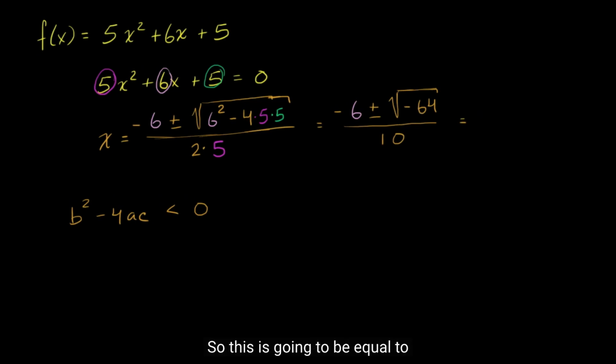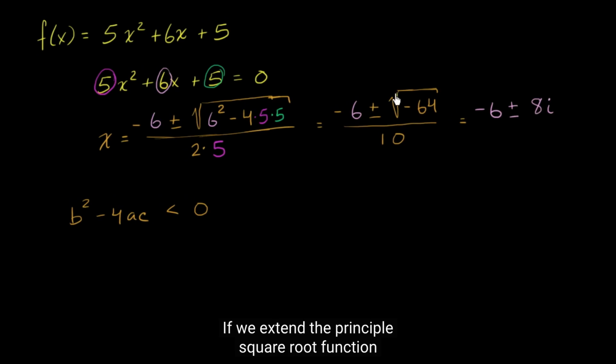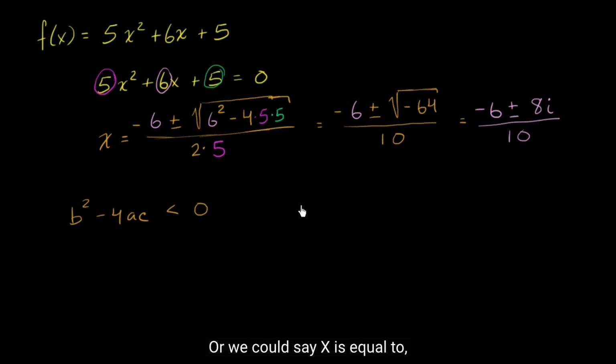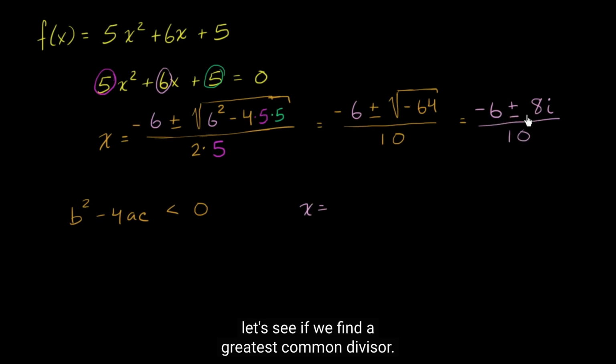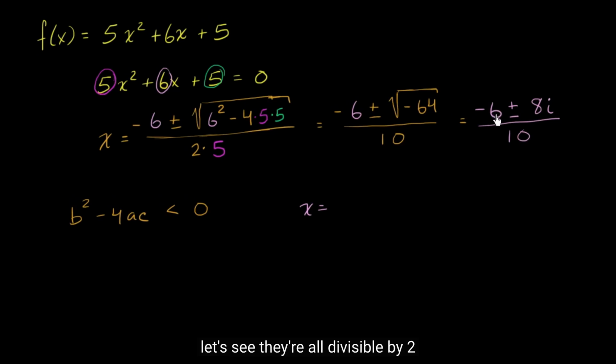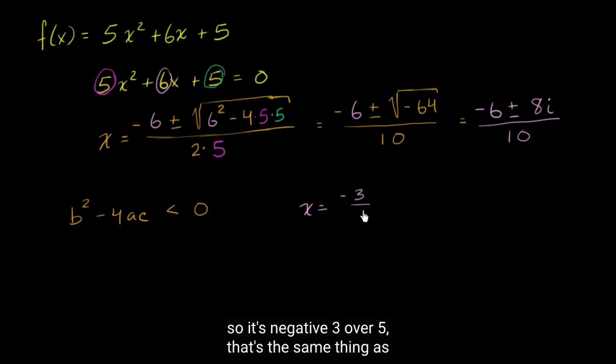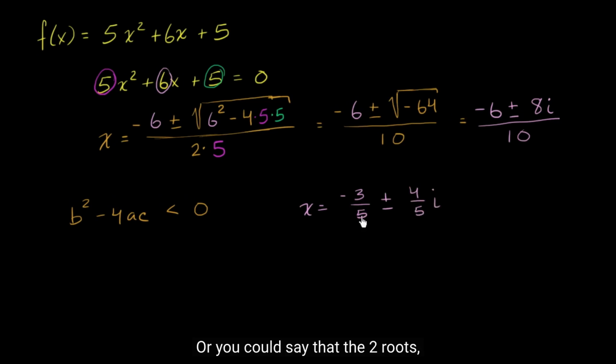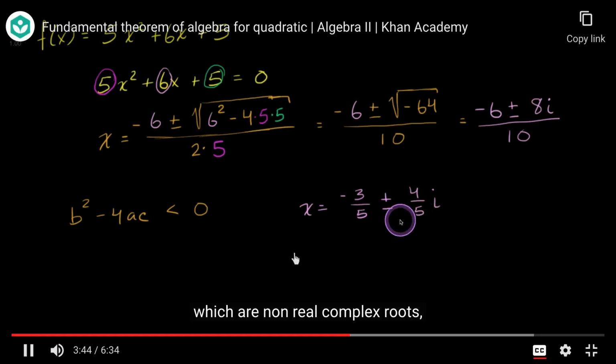So this is going to be equal to -6 plus or minus 8i. The square root of -64 is 8i if we extend the principal square root function to imaginary numbers or complex numbers. All of that over 10. Or we could say x is equal to, let's see, if we try to reduce this, they're all divisible by 2. So it's -3 over 5, that's the same thing as -6 over 10, plus or minus 4 over 5 i.